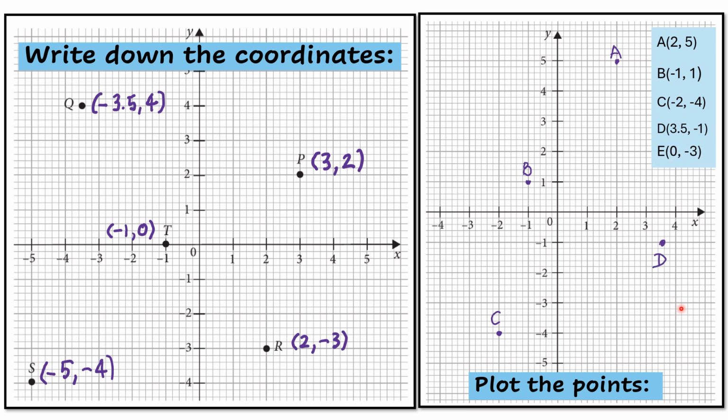Now I move on to the last one, which is 0 and -3. So my x value here is 0. So which means x is 0. And my y is -3. So I simply move it down vertically until I get this point. So this point will be my E. So I hope you find all this useful, how to plot the points.